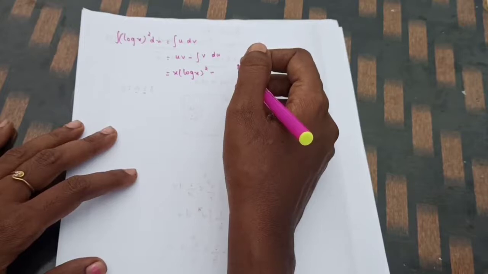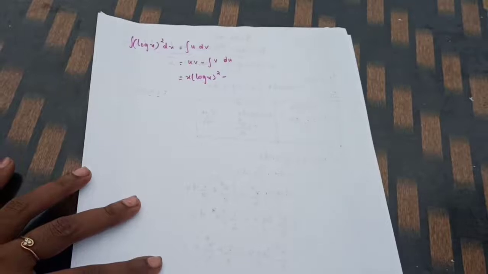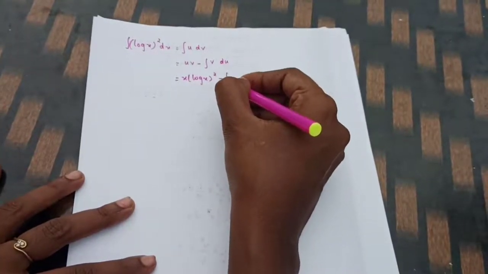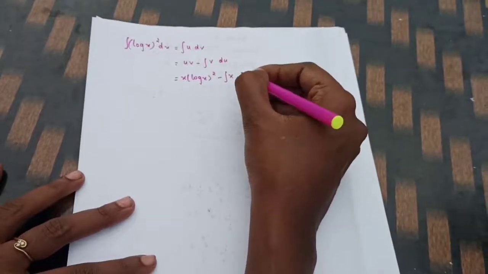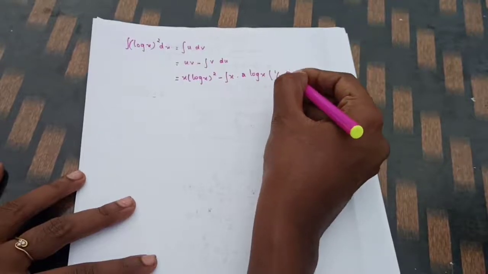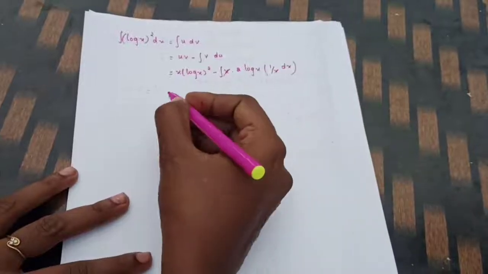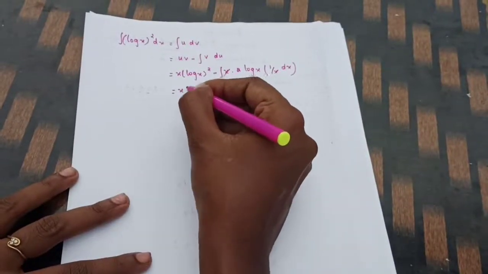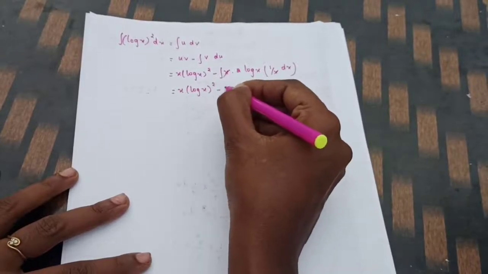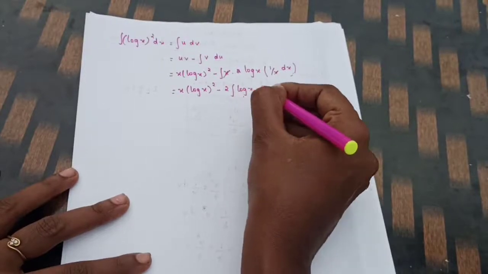So that one you need to substitute here. Again we are going to write the v value. What is the v value? x, is it right? So x into, what's the du value? 2 log x into 1 by x dx. Okay, so which terms will get cancelled? x and x. So that is equal to x into (log x) the whole square minus 2, which is a constant, we take outside, 2 into integral of log x dx.